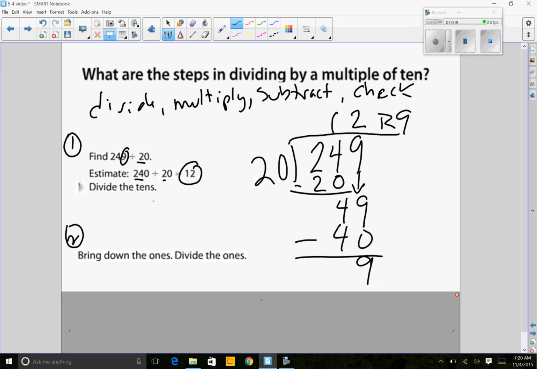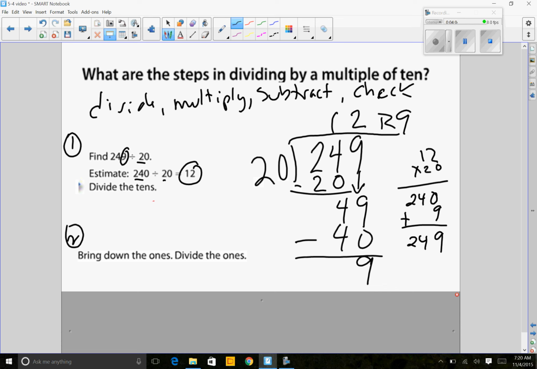So it checks with our estimate. And if we want to go back, we could do 12 times 20. Instead of doing this, I'm going to think to myself, 12 times 2 is 24, plus a 0. And then I'm going to add in the remainder.